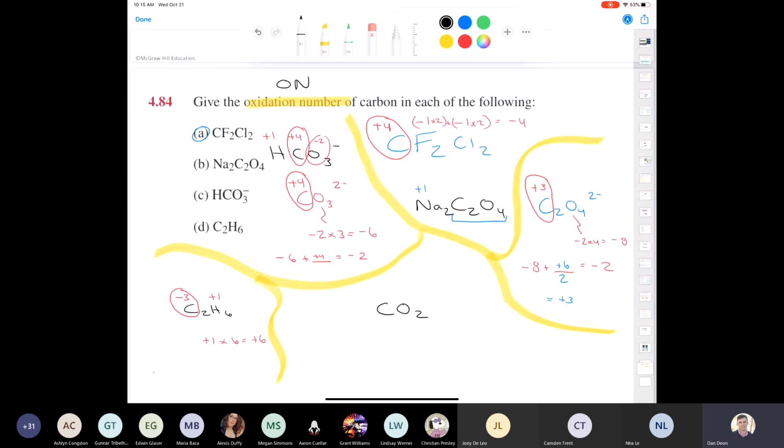First person to get the answer, just, yeah, good. It's +4. Absolutely, +4. Why? Because oxygen always has an oxidation number of -2, unless it's in a peroxide. So we have -2, and then we have -2 times 2, which gives us -4. So that means that this one must be +4. There you have it, folks. Good. A little more mastery of oxidation number.